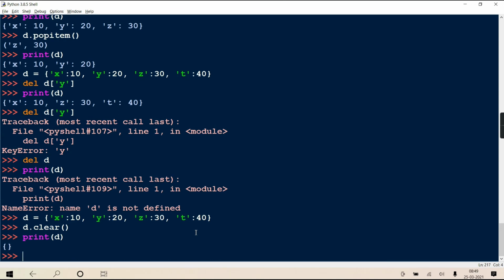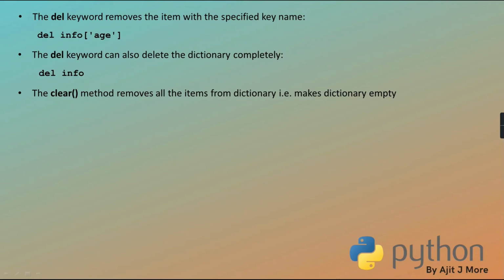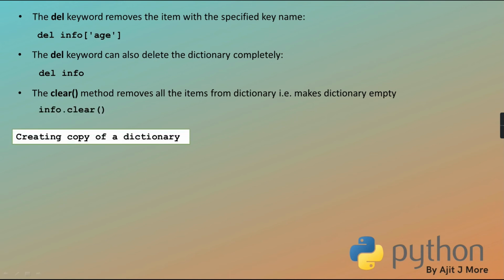Okay, d dot clear, print d. Does it show as an empty list? Not an empty list, an empty dictionary, sorry. Okay, so the clear method removes all the items from the dictionary, that is, it makes the dictionary empty.